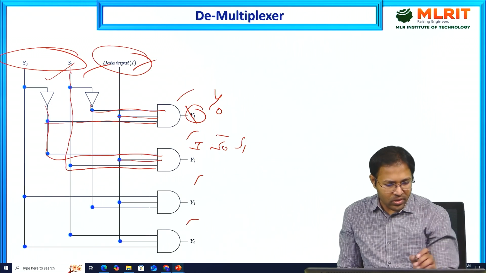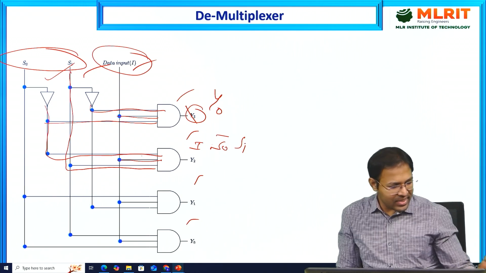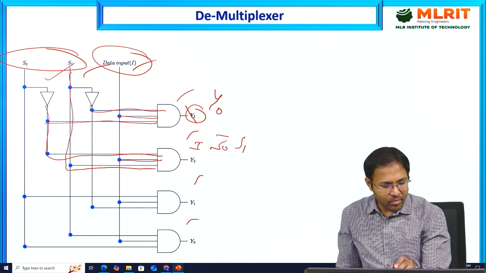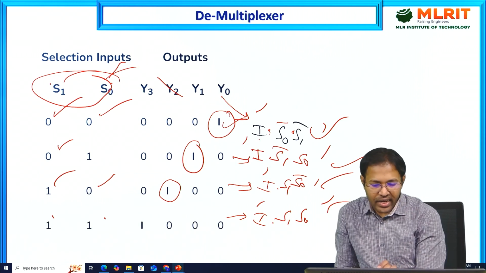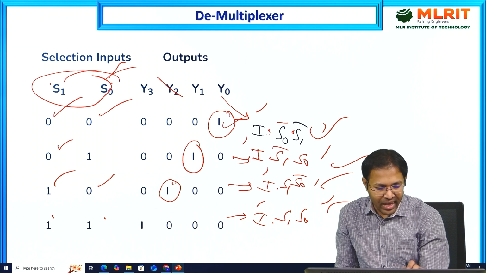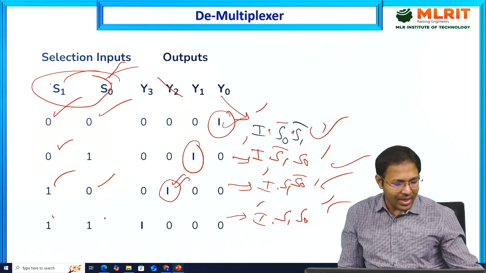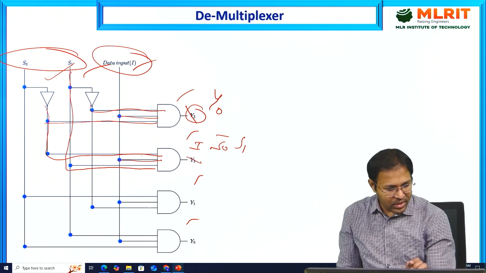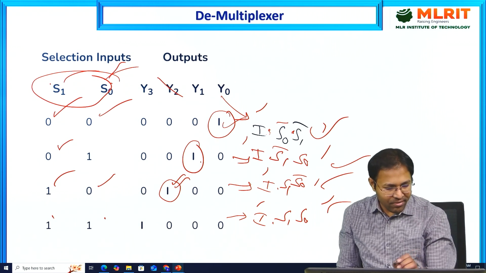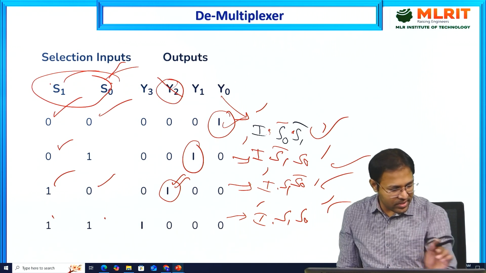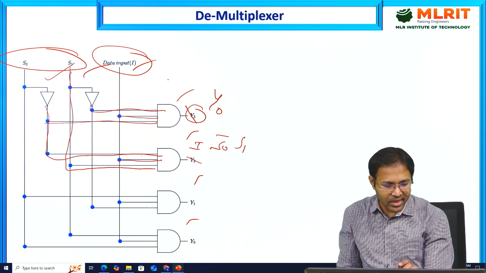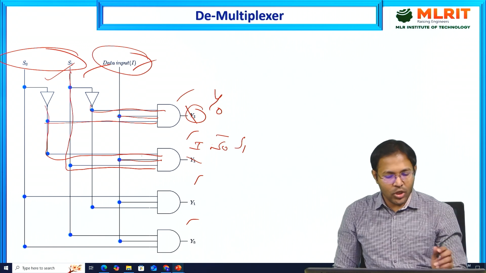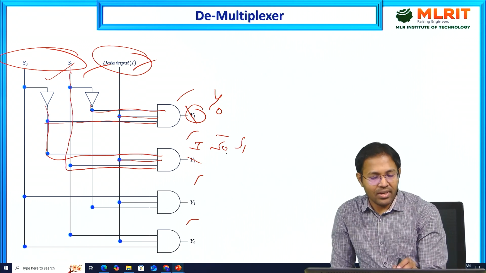All you need to do is check where I into S0 bar S1 is there. So I into S0 bar S1, yes. So in this circuit, where do we have that? We have it corresponding to this. So that is the reason this is the expression for that case. So I into S0 bar S1.